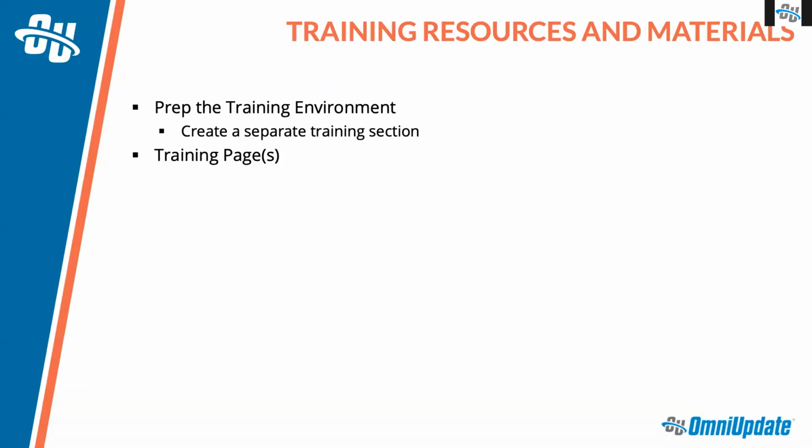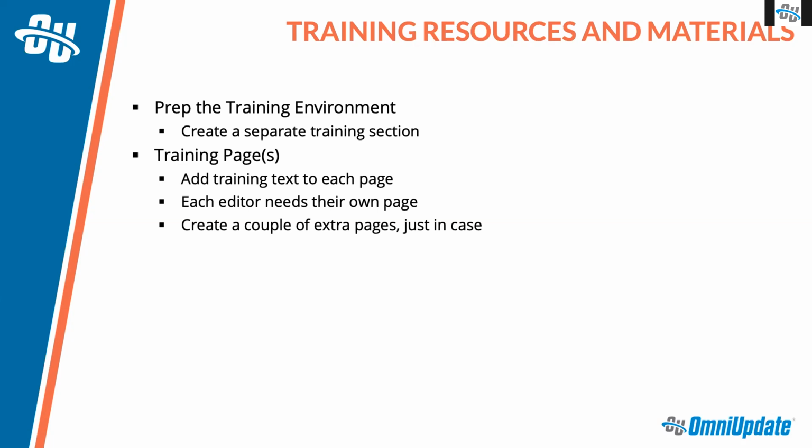Once I have a section set up, you're going to want to create training pages. You're going to want to have training text on that page, and you're going to want each editor to have their own page. And then again, I recommend create a couple extra just in case. You never know if you're going to have someone randomly drop in when you weren't planning on having 21, you only created 20 pages. Have an extra couple. So I usually recommend an additional 10% based upon the number of people who have registered to come. That should give you some nice cushioning there.